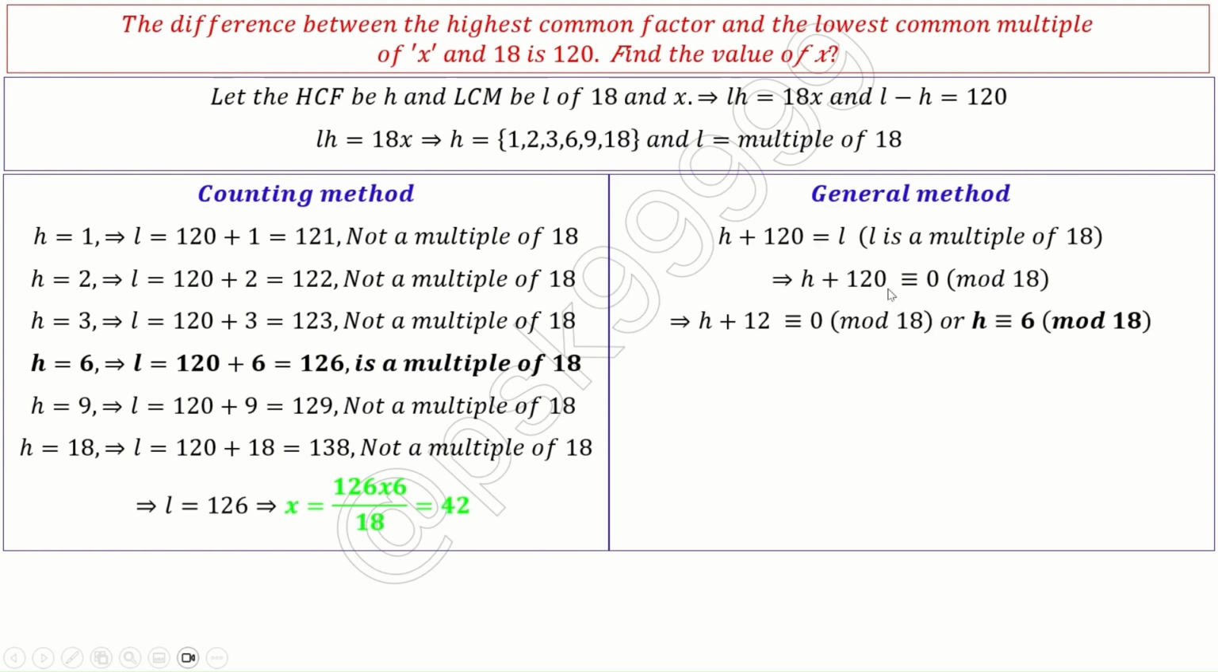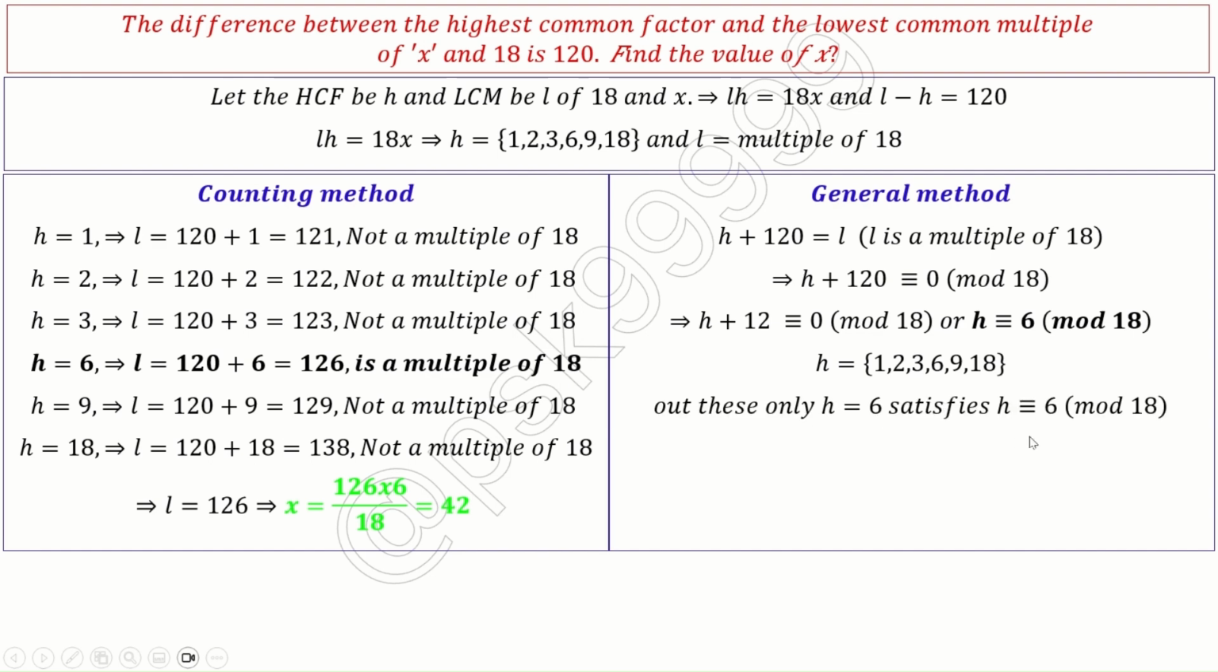Now, if I simplify this 120, I can divide by 18 and see what the remainder is. The remainder will be 12. So H plus 12 is congruent to 0 mod 18, or if I take 12 to the other side, it becomes minus 12. Minus 12 means 6. So H is congruent to 6 mod 18. Now this is the general rule, right? Now I take the set of values of H and see which one satisfies this. Out of all of these, only H equal to 6 will satisfy.